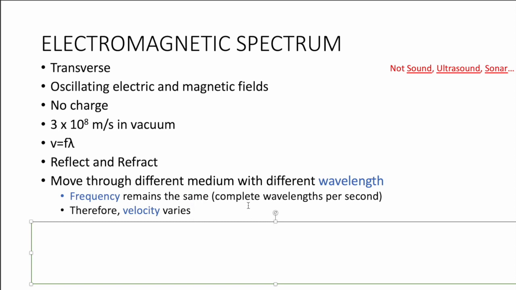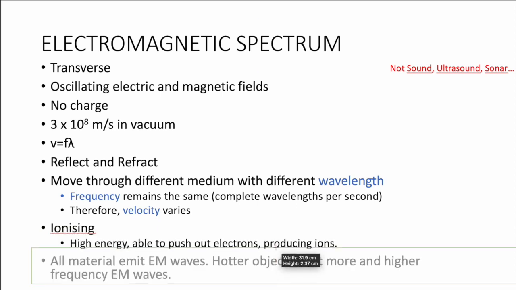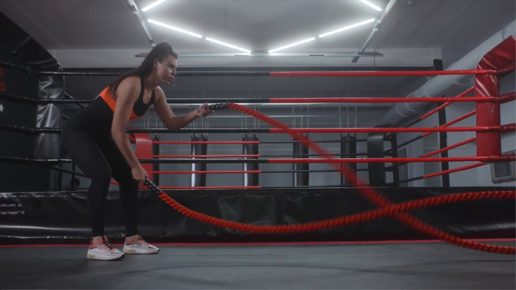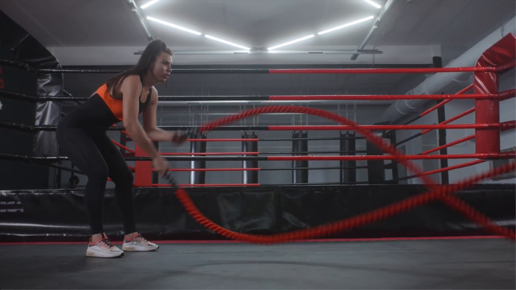So recap, what is frequency? Frequency is the amount of complete wavelengths produced in 1 second. It's always the same. So when traveling through a different medium, perhaps the wavelength will change, longer to shorter or shorter to longer, but the frequency stays the same. So similarly, electromagnetic waves transfer energy. Like the battle ropes in the gym, energy travels from the hand to the wall.